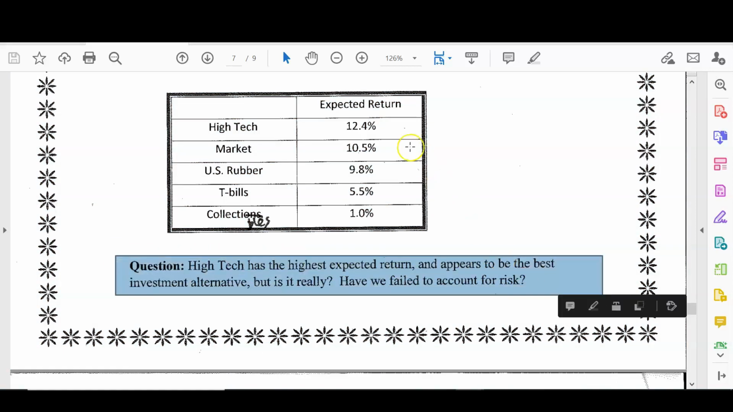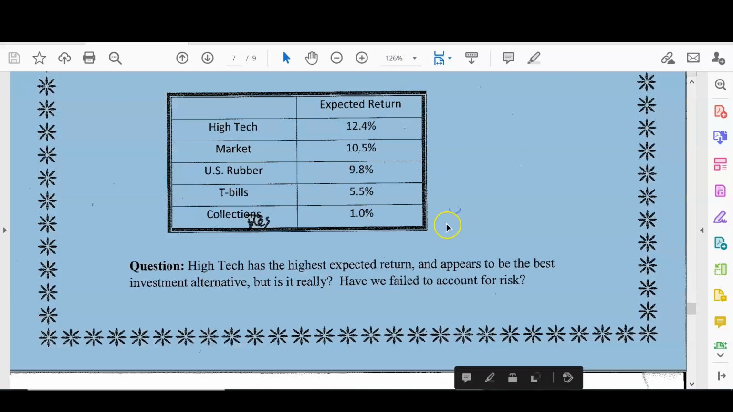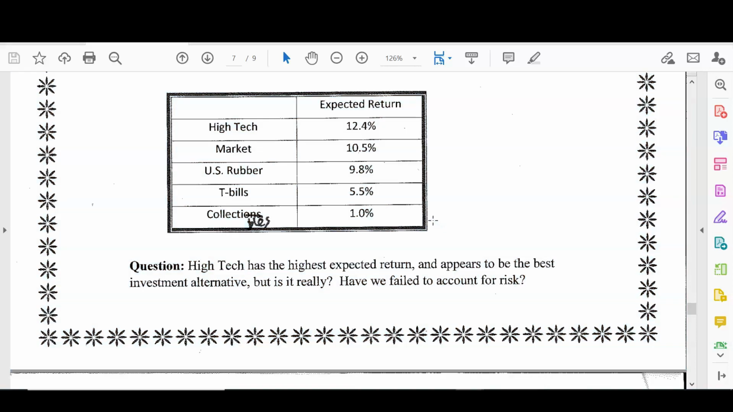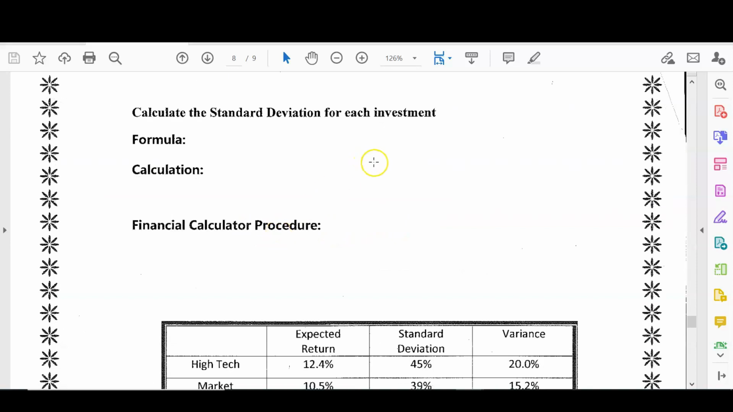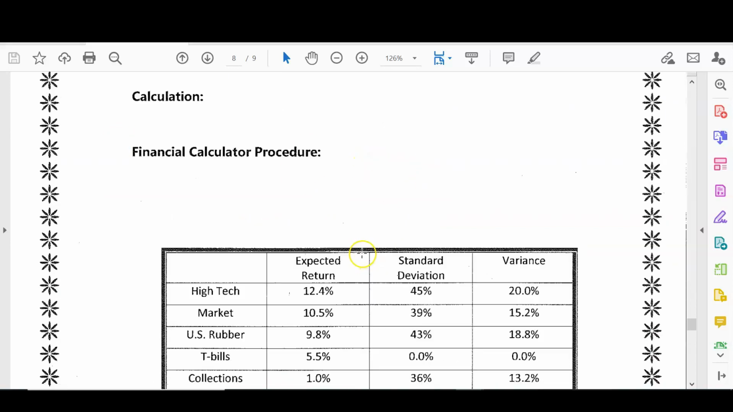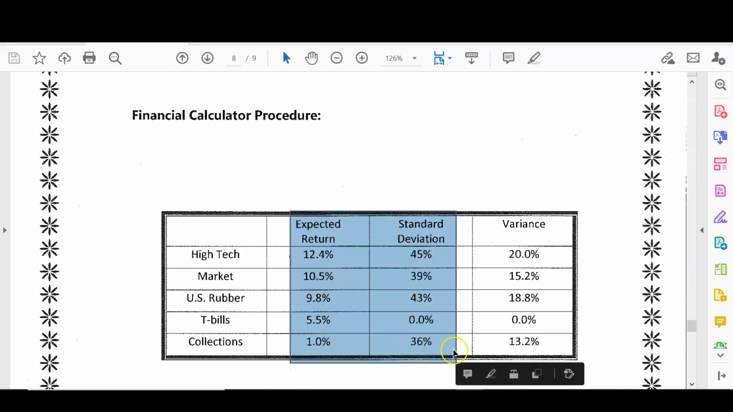High-tech has the highest expected return and appears to be the best investment alternative. But is it really? Have we failed to account for risk? So not only calculating expected return, we also need to use either the formula or calculator to calculate standard deviation for each investment. You can do that after you watch this video, or you can pause the video now to calculate these. You should get the same numbers as here in this graph.